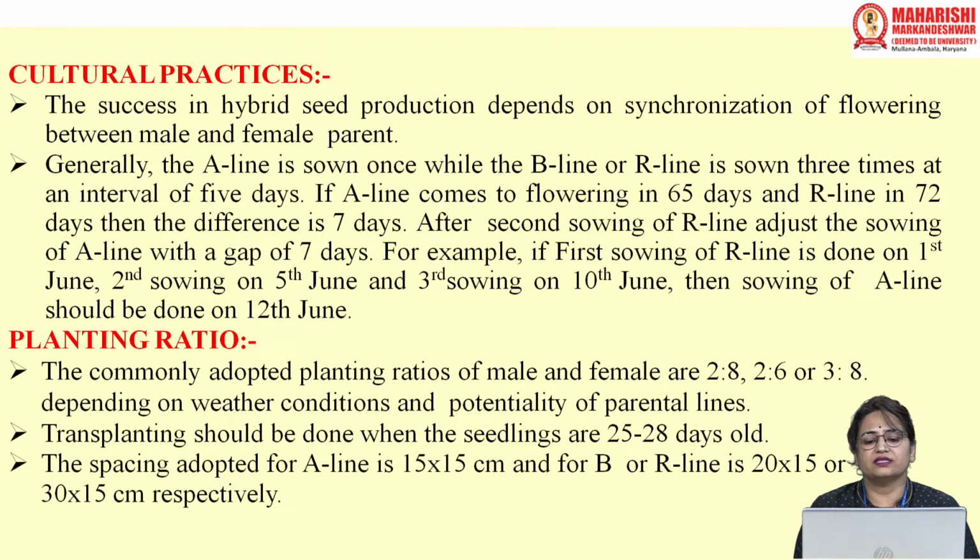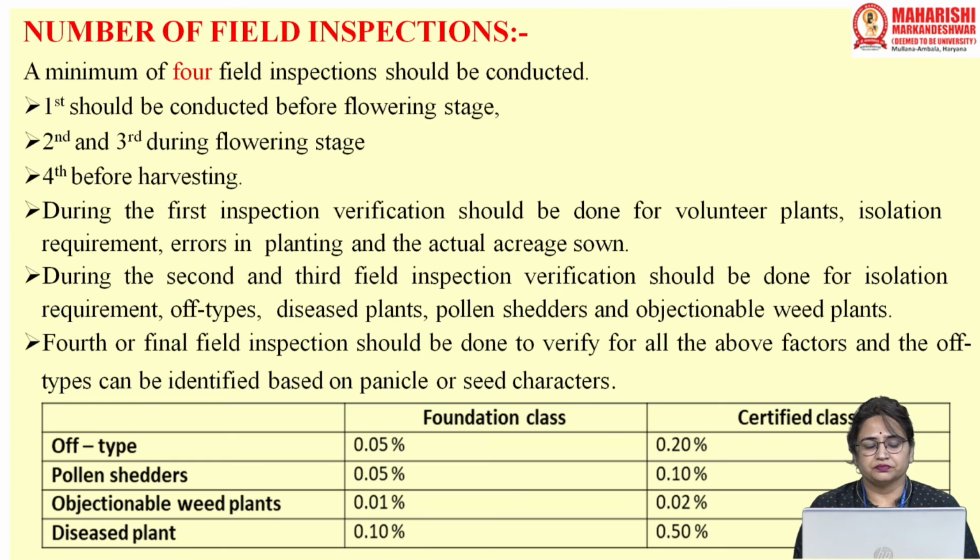Transplanting should be done when the seedlings are 25 to 28 days old. The spacing adopted for A line is 15 into 15 centimeter. For B line or R line, it is 20 into 15 centimeter or 30 into 15 centimeter respectively.